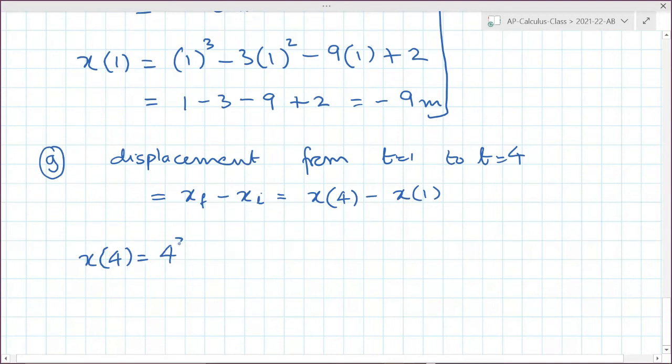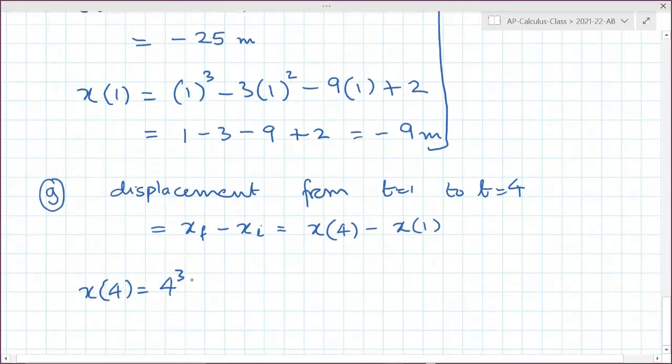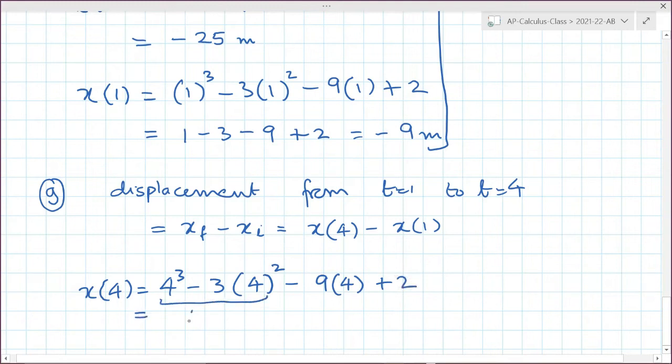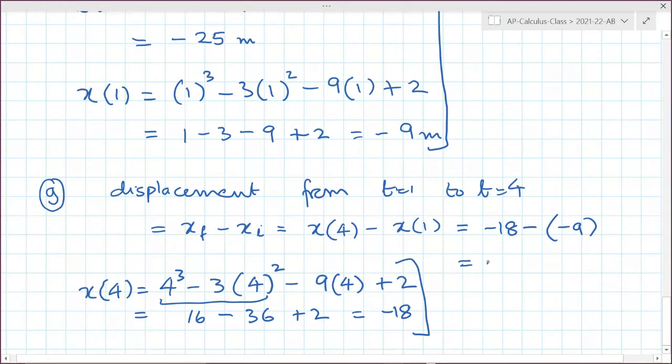So this is 4 cubed minus 3 times 4 squared minus 9 times 4 plus 2. So this whole thing is 16 minus 36 plus 2, negative 18. x of 4 is negative 18 minus x of 1, which is negative 9. This is negative 9. What are the units? Meters. So if the problem is using units, then in the answer you should write the units.